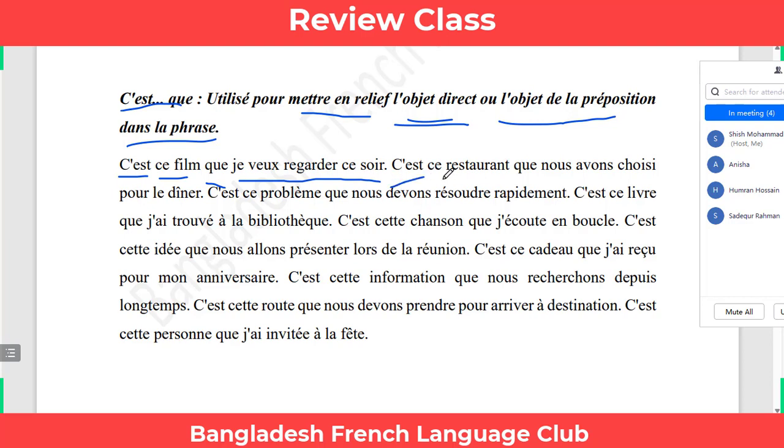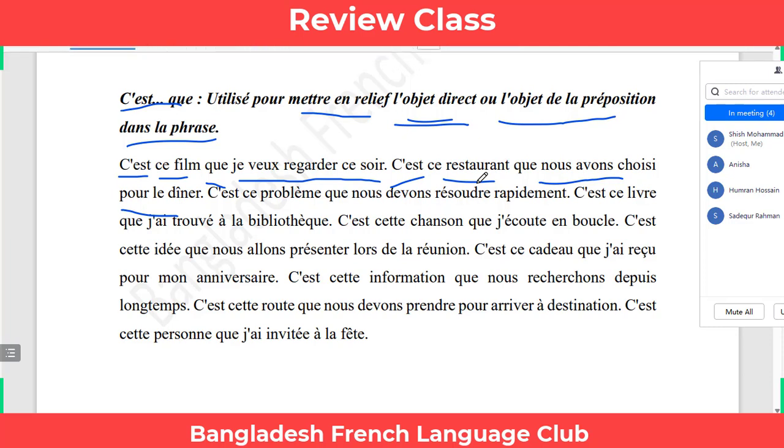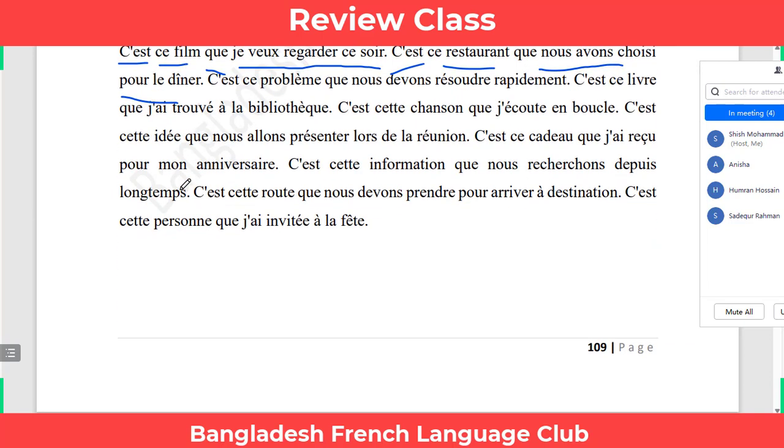C'est ce restaurant que nous avons choisi pour le dîner. This sentence can be said this way: nous avons choisi ce restaurant pour le dîner. The restaurant is emphasized here because of the demonstration. So c'est le restaurant, this is the restaurant that we chose for our dinner. Yeah, this is the rule.